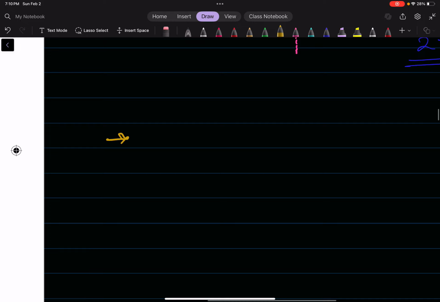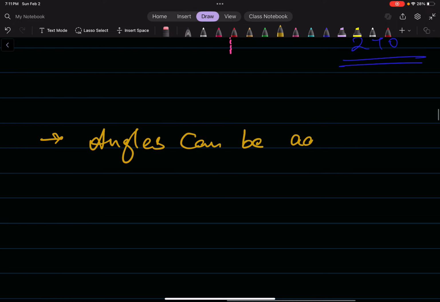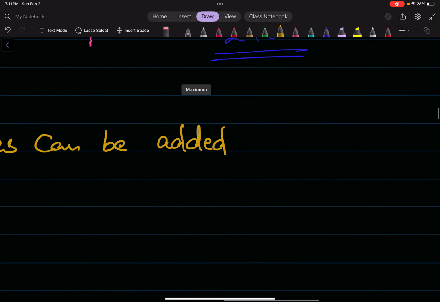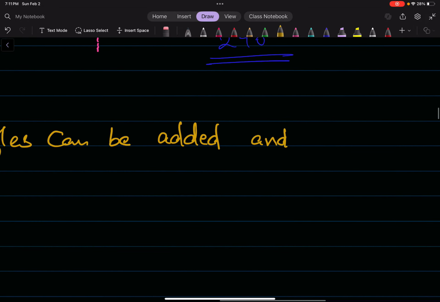So here, angles can be added and subtracted.